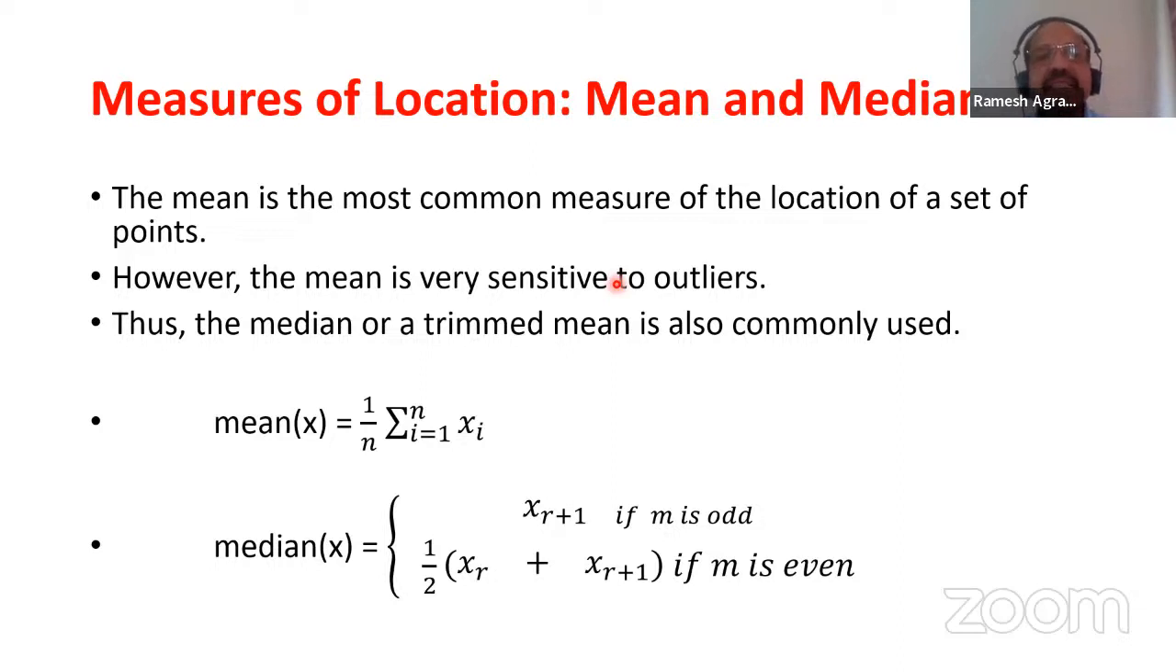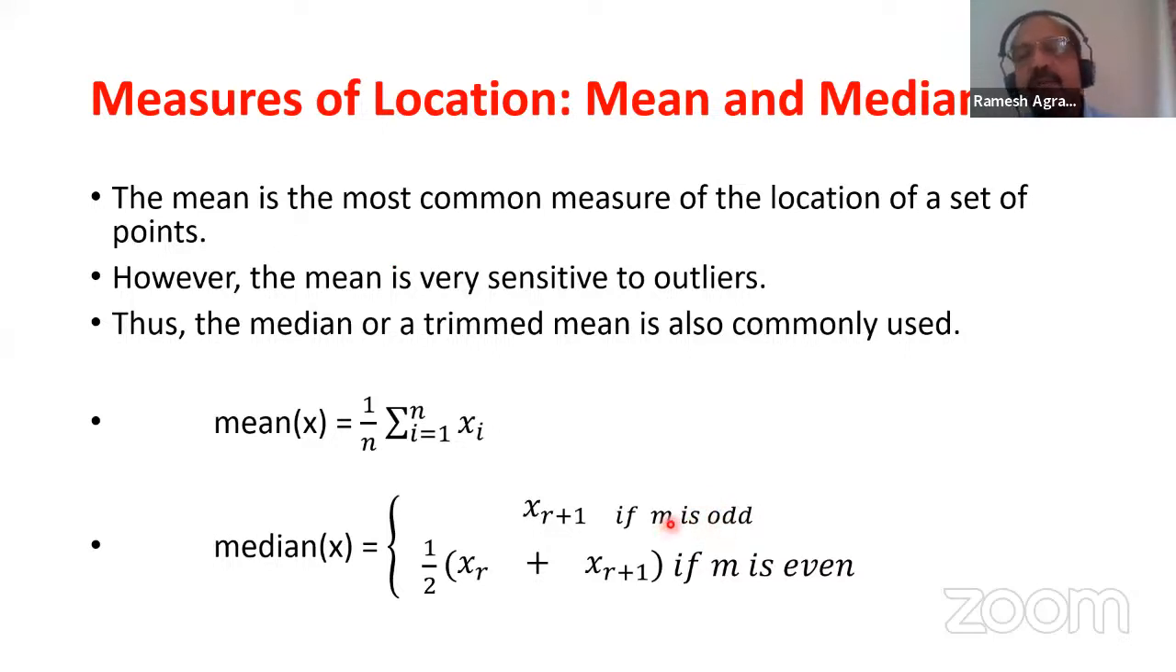Another way is that instead of computing the mean, you can compute the median of the data. So what is the median? Given the data, you arrange the data in ascending order. And if you consider there are m data, m number of samples, then you can find out if m is odd.